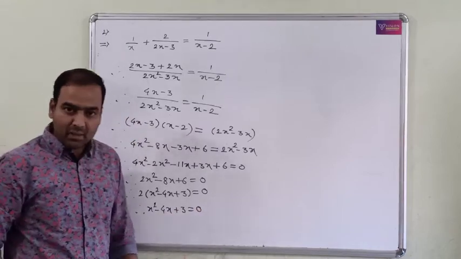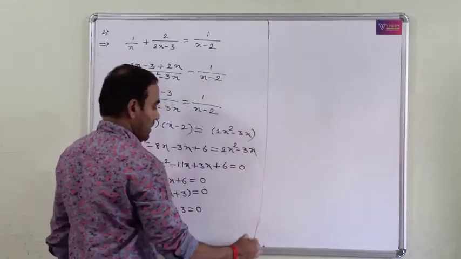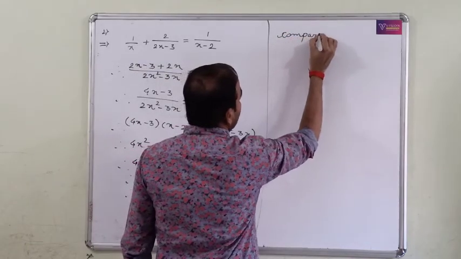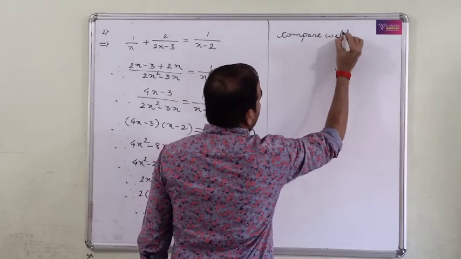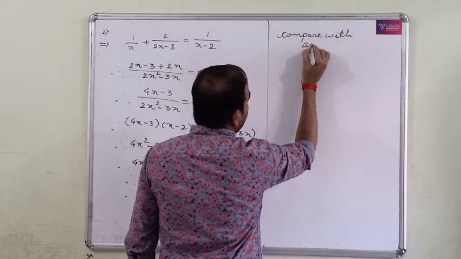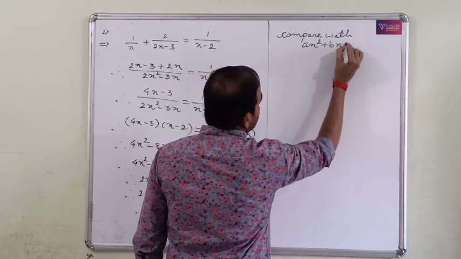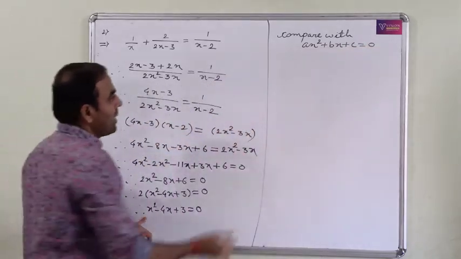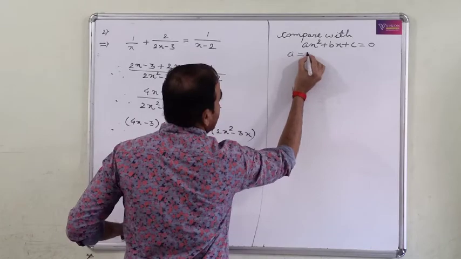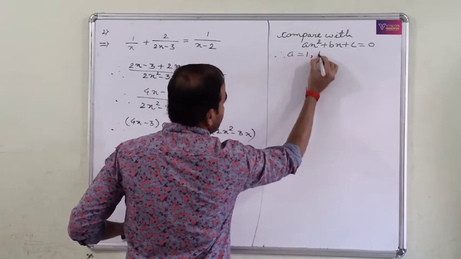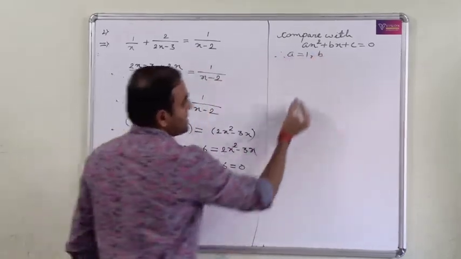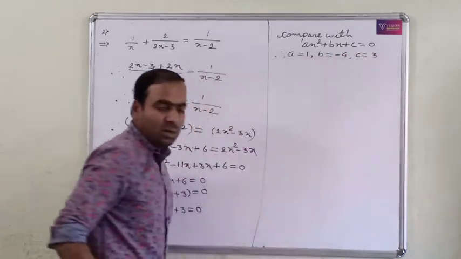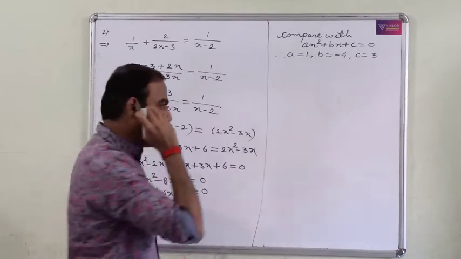If you compare this with ax square plus bx plus c equals 0, we get the value of a as 1, b equals minus 4 and c equals 3. First of all, find the value of the discriminant. Here you may write the equation.